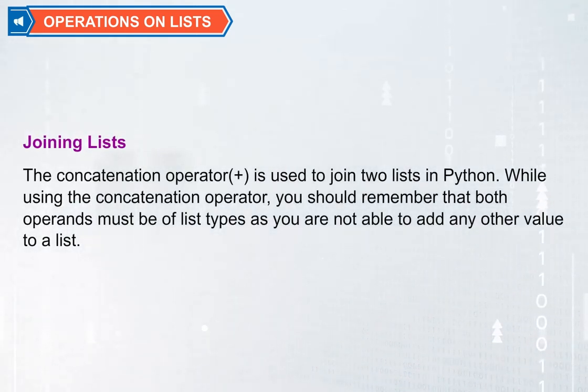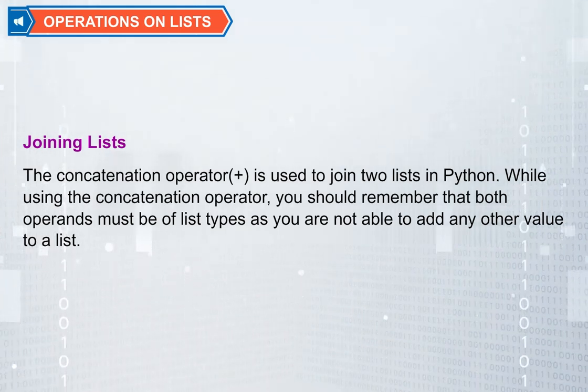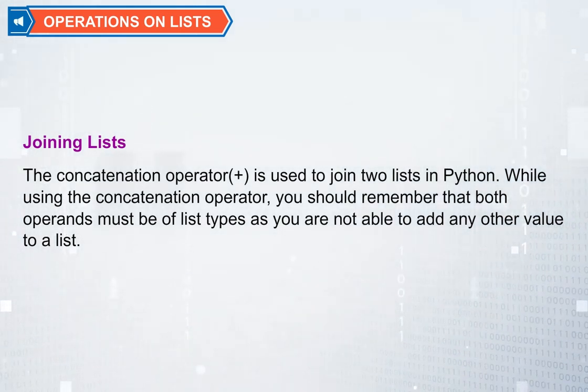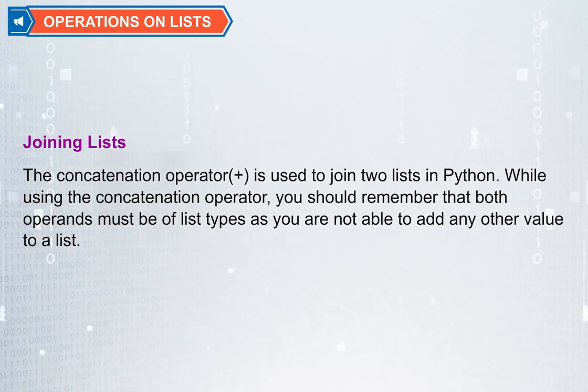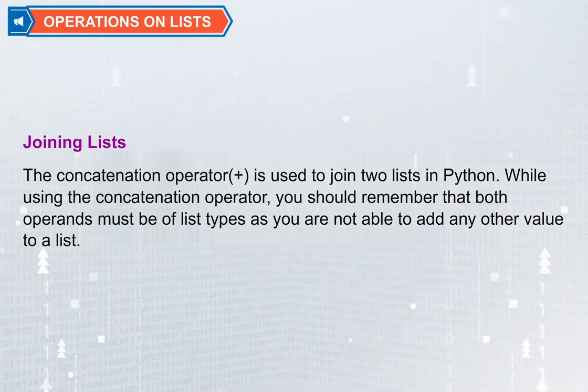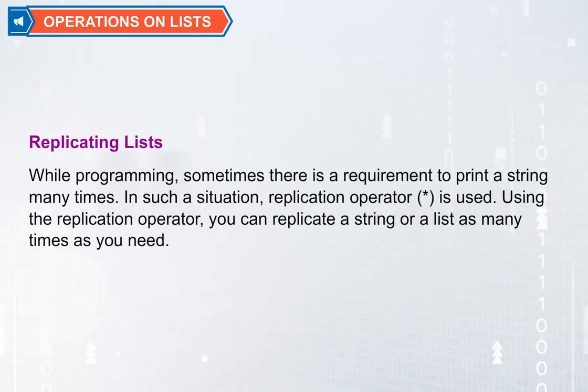Joining lists. The concatenation operator plus is used to join two lists in Python. While using the concatenation operator, you should remember that both operands must be of list type, as you are not able to add any other value to a list. Program. Output.